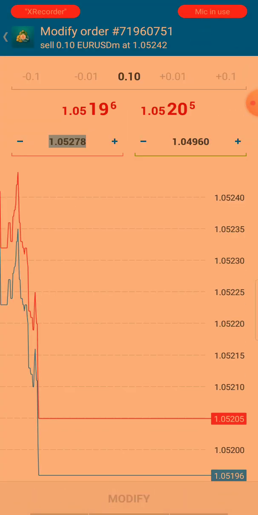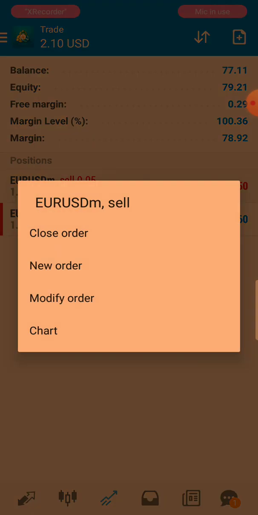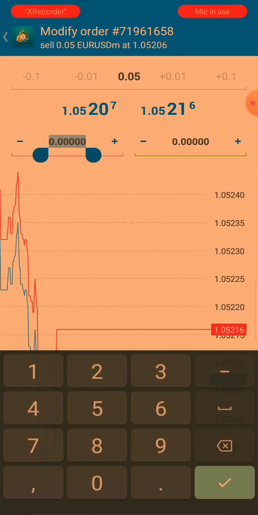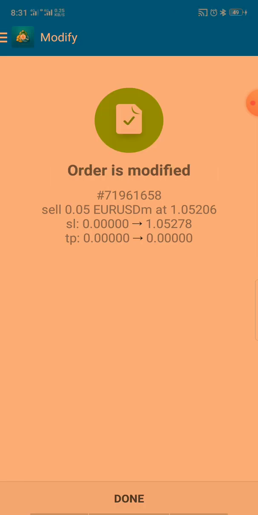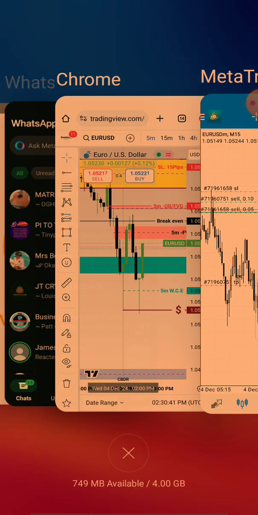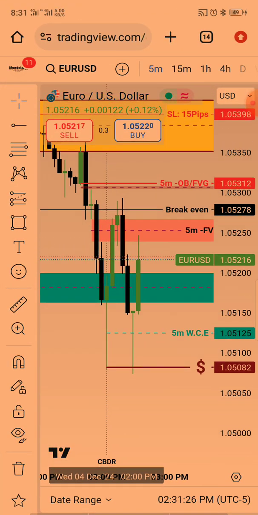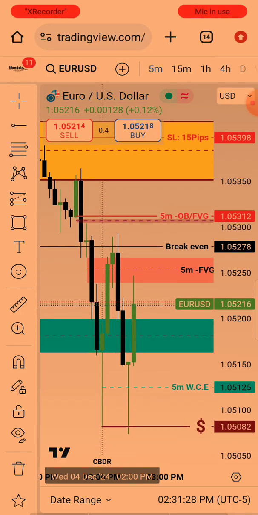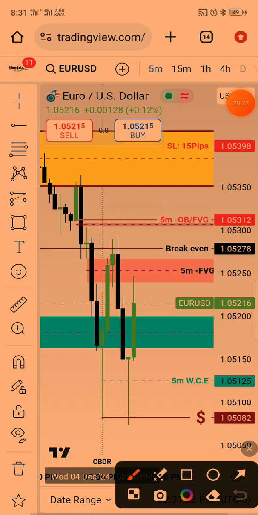Now I've reduced the lot size. Don't worry, you will understand what I mean by lot size very soon. I'll reduce the lot size. Where am I going to put my stop loss? My stop loss is still going to be where I put it right here. You can see I've copied it already from that place. My stop loss is here.